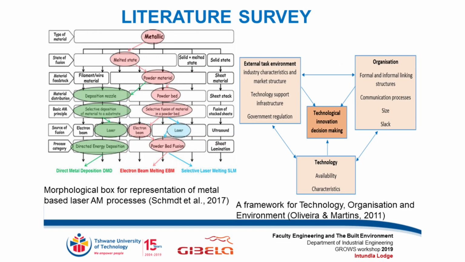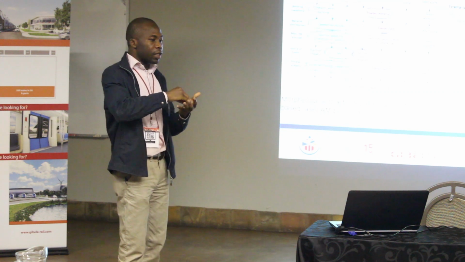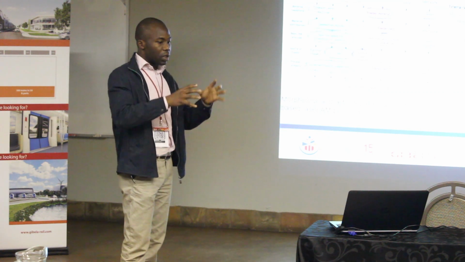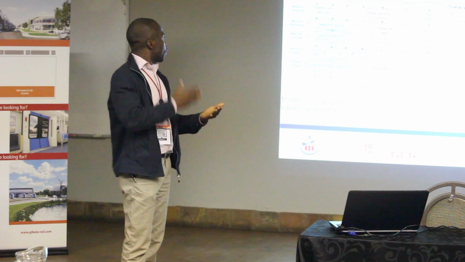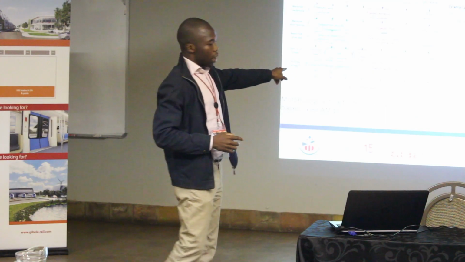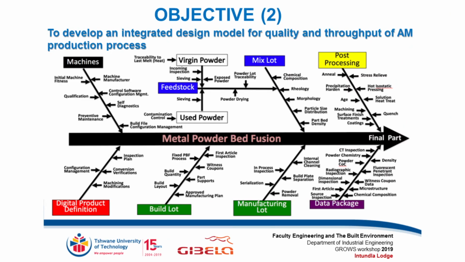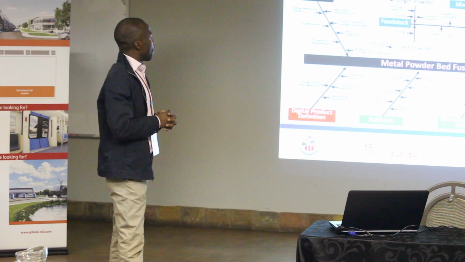So from the literature, there's a method called the morphological box, which determines which production techniques are more beneficial for what we want to determine, whether for rail manufacturing or for aerospace. This was used to carry out the exact production technique for aerospace, using another framework discovered from the literature, for the first objective.